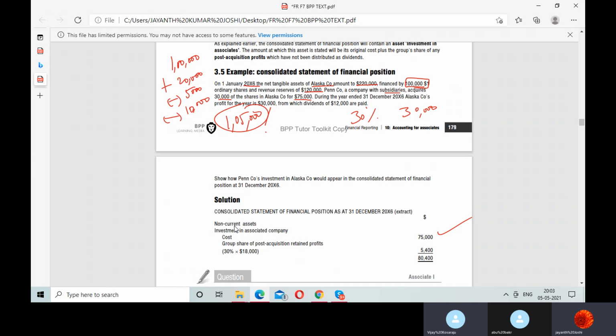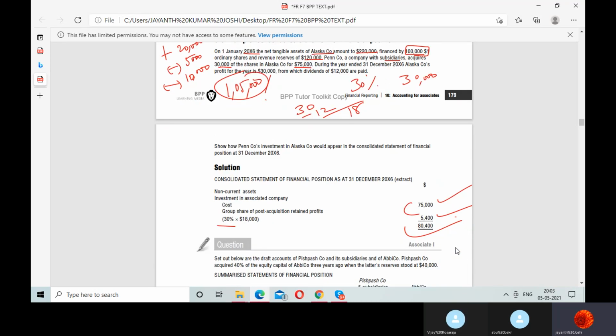And what is the profit that company is giving you? 30,000. Out of that, dividends paid is 12, so leftover is 18. On that, you should get 30%. So this is your share. Add it to the investment in the statement of financial position. This is the value of the investment. Just check it. I'll go for the other question.